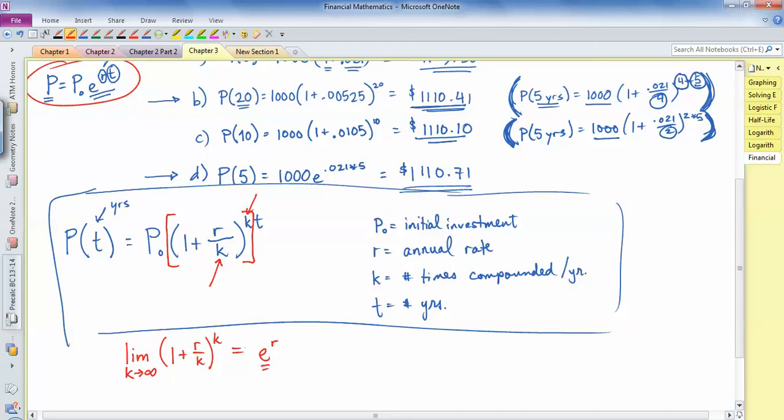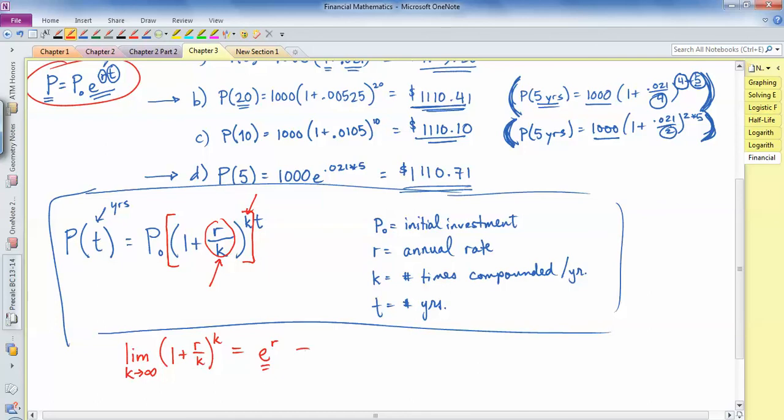Why doesn't it turn into infinity? Because you're raising it to the infinity power. Well, think about this term, r over k. If k gets really, really big, this thing gets really, really close to 0. It's still positive, but it's very close to 0. So it's 1 plus a tiny, tiny bit raised to a huge power. So it's not going to explode necessarily, and it turns out that it zones in right on e to the r.